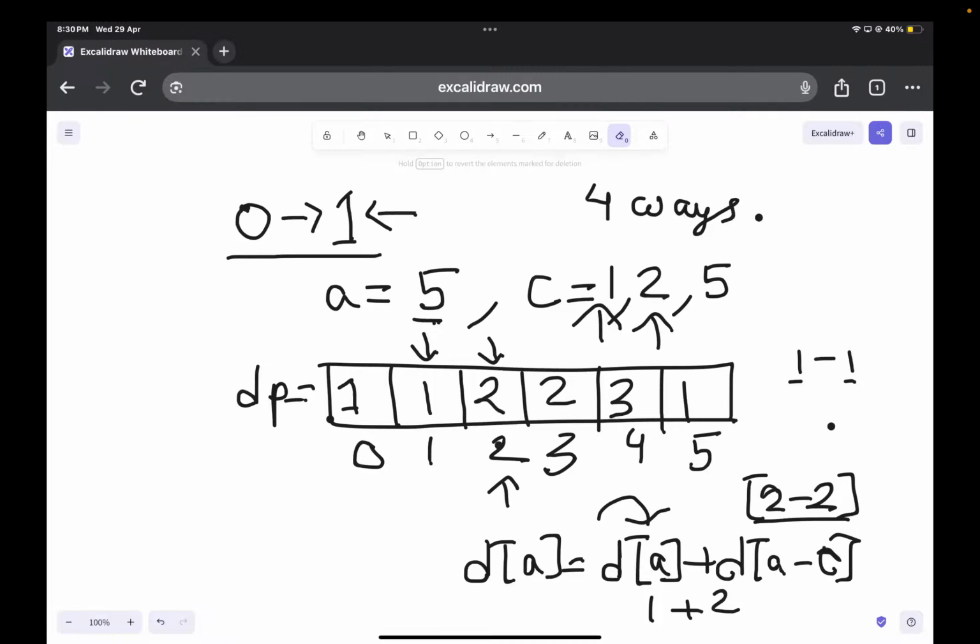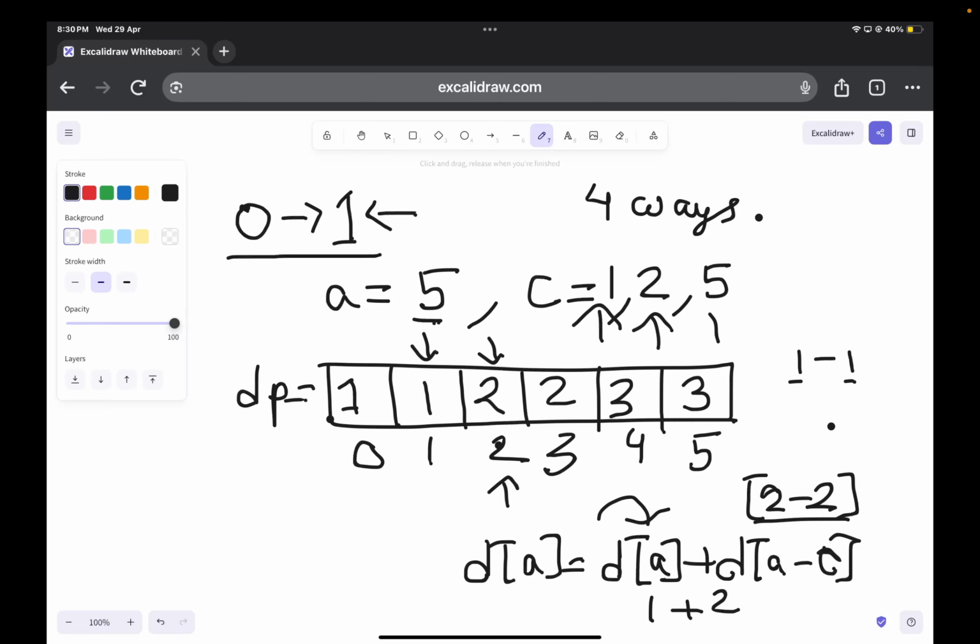Clear? Now 5. Tell me 5. What are the ways? So basically 2 plus 1 is 3 ways. So 1 plus dp of 5 minus 2, which is dp of 3. Got it? Same thing.